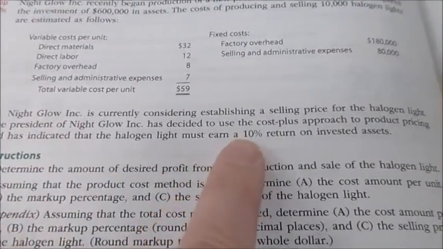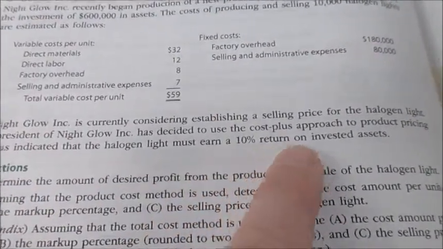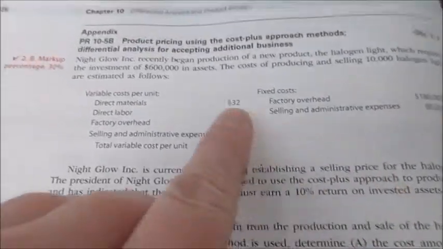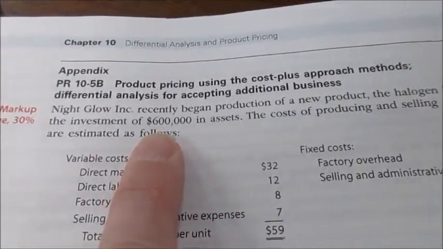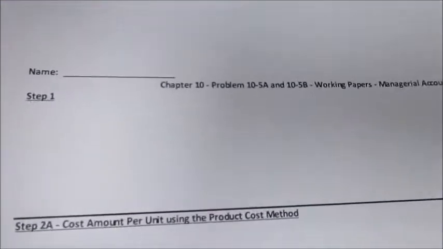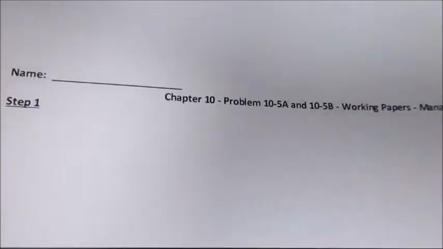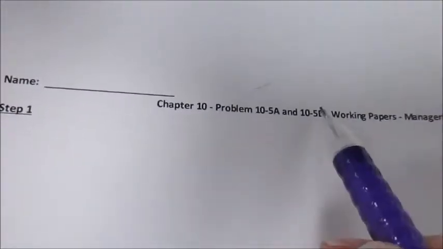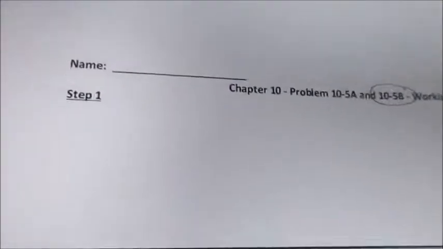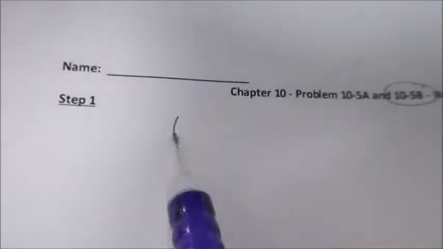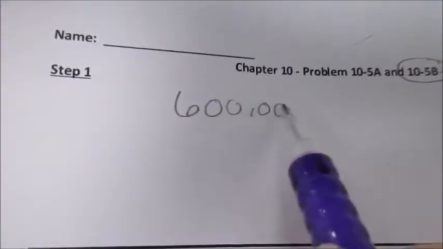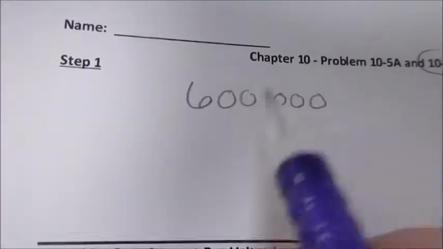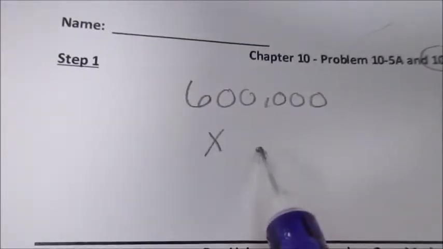Now it says up here that we have to earn a 10% return on invested assets, and it tells us up here at the top that we had an investment of $600,000 in assets. So on our paper, I'm going to circle 10-5B so I know which problem I'm doing. I had $600,000 in assets. And I'm going to multiply that times the 10%.